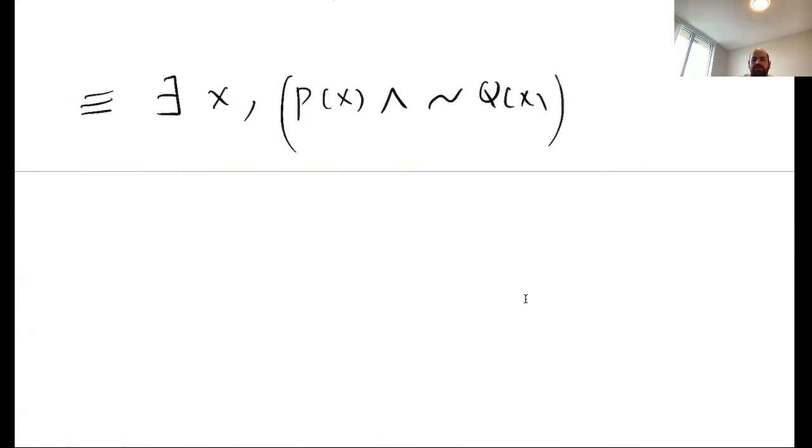All right, and then we will move on to the next section, 1.5, nested quantifiers.